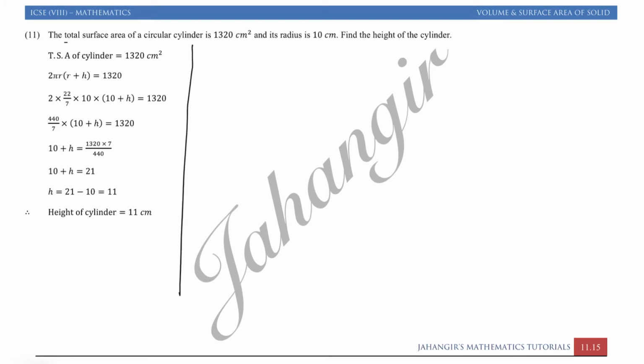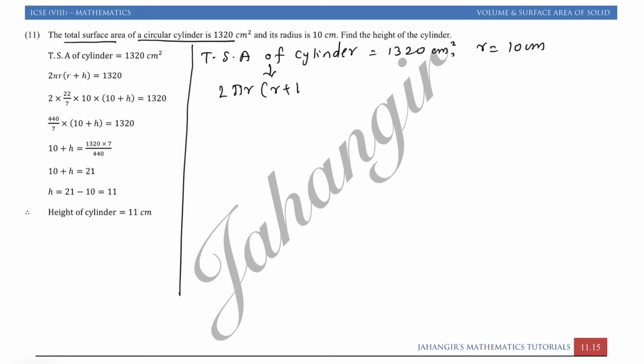Question number 11. Total surface area of the circular cylinder is 1320. TSA of cylinder is equal to 1320. Out of that, radius is given as 10 centimeter. We have to find height. So it's so simple. Its formula we will write: 2 pi r bracket r plus h is equal to 1320. So 2 into 22 by 7 into radius is 10, into 10 plus h is equal to 1320.